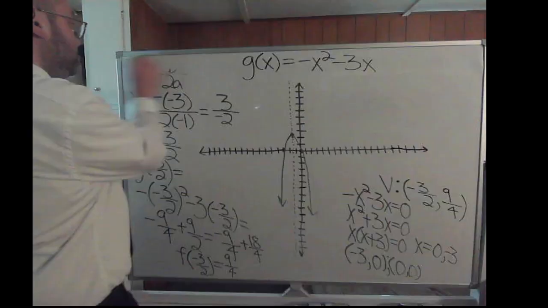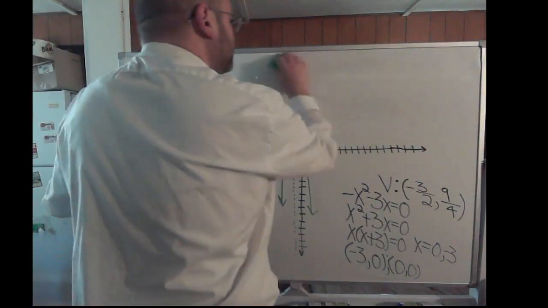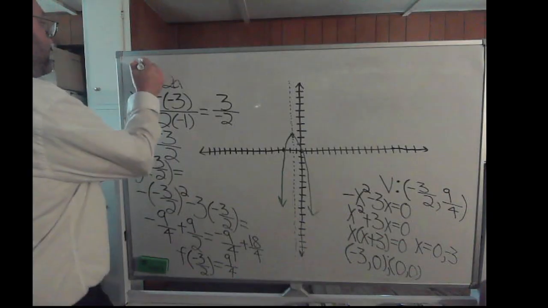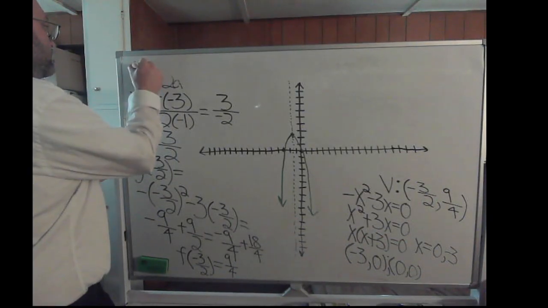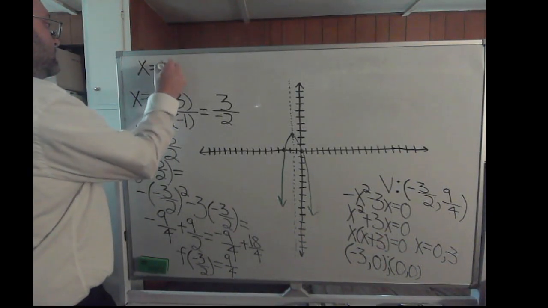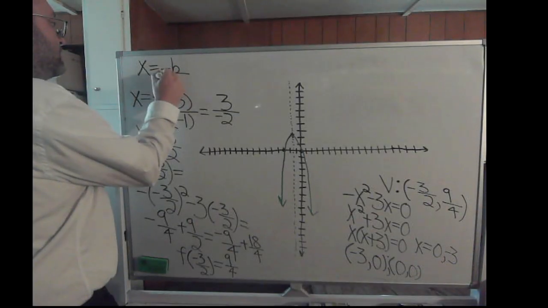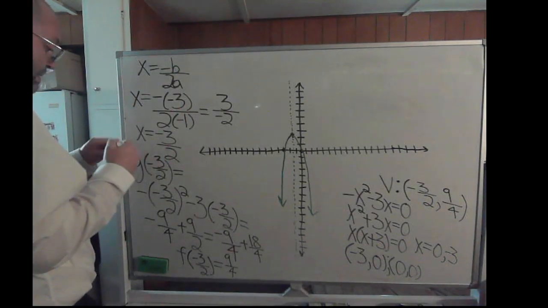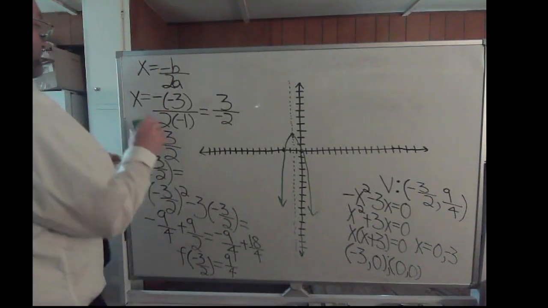And I do have more examples. Why am I erasing x equals negative b over 2a? I want to keep that. There. But I'll erase the other stuff.